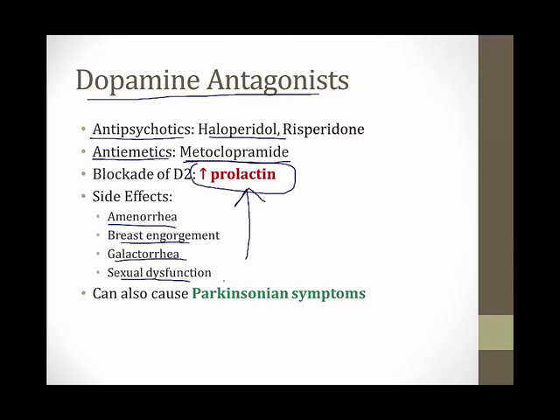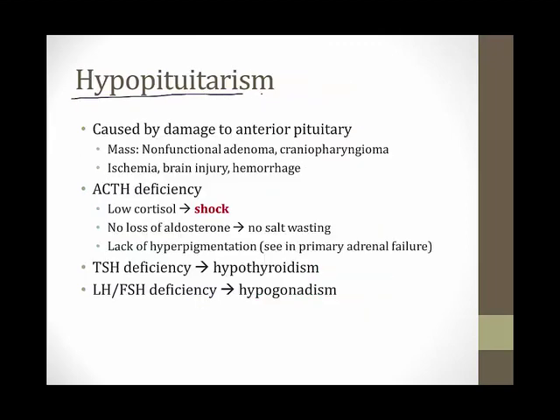These are all related to the high prolactin levels, which you should now understand. In addition, many of these drugs cause Parkinsonian symptoms, which are movement symptoms similar to Parkinson's disease. And that's because blocking dopamine receptors in the central nervous system results in a relative deficiency of dopamine activity, and that's the same mechanism by which Parkinson's disease occurs. Moving on now, let's talk about hypopituitarism, which is underfunction of the pituitary gland. This can be caused by anything that damages the anterior pituitary gland. This can be a mass if you have a non-functional adenoma of the pituitary gland, which is an adenoma that is not producing hormones. It can grow in size and compress the functional cells of the pituitary and cause hypopituitarism.